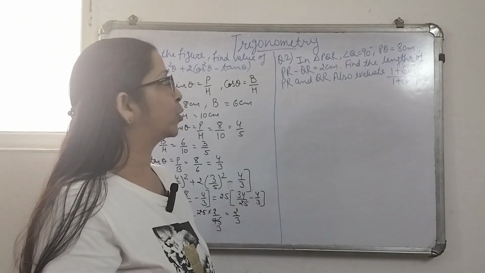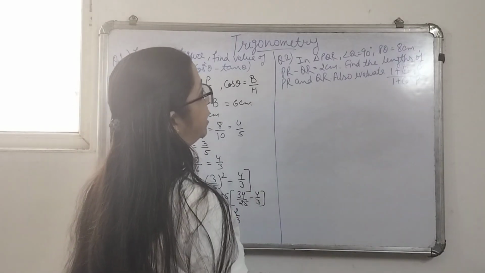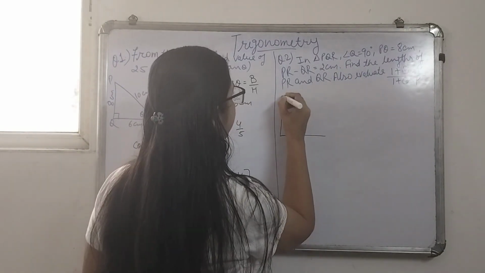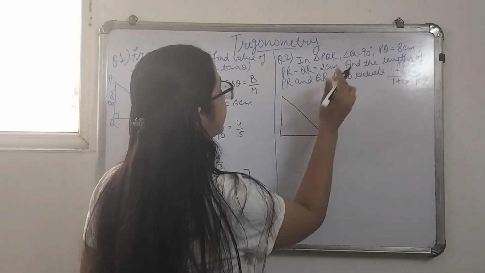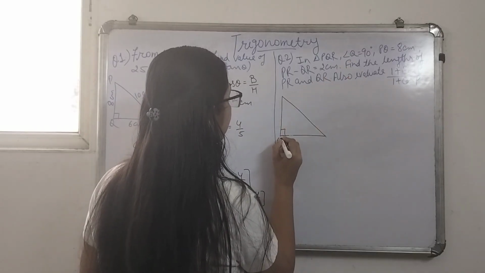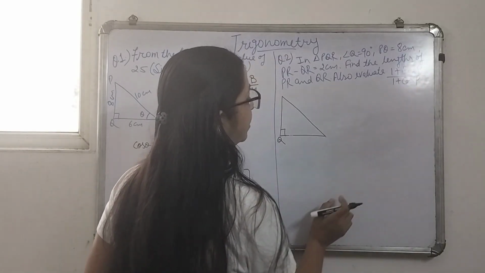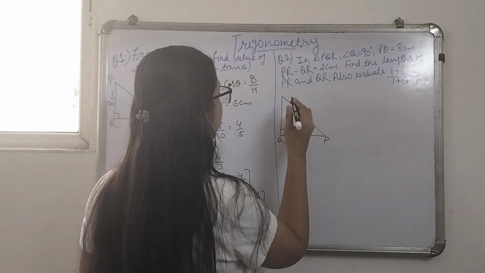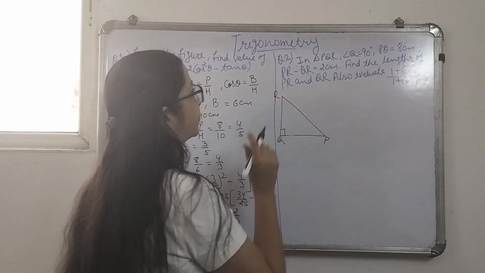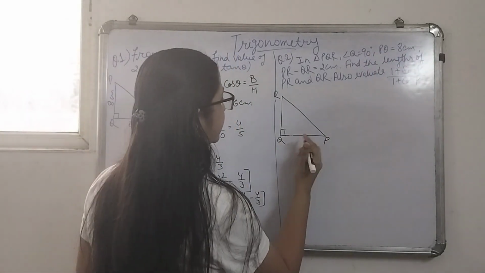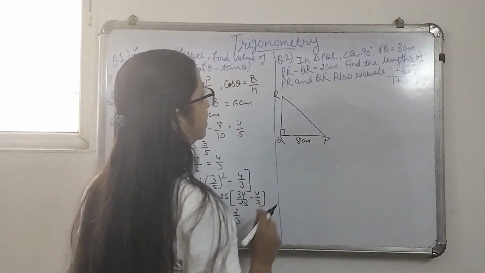Now let's see another question. In triangle PQR, in which angle Q is 90 degree, we are asked to find 1 plus sin P over 1 plus cos P. So first of all, we will be making a triangle. In this Q is 90 degree, this is 90 degree, so this is Q. We are taking this as P, PQR. The value of PQ is given to us as 8 centimeter. That means this is 8 centimeter.